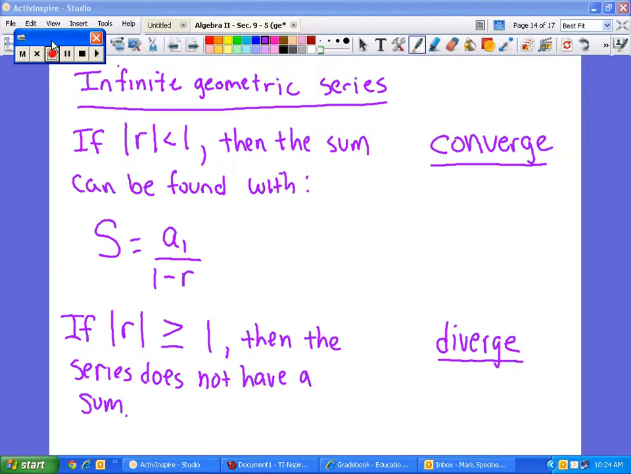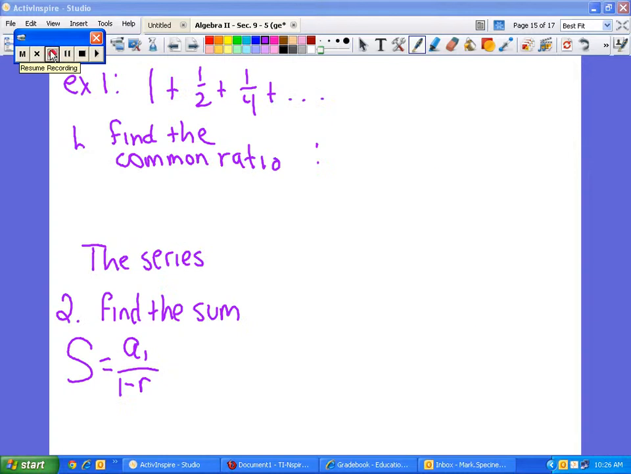On the other hand, if we find our common ratio, and we find that the absolute value is greater than or equal to 1, then we cannot find a sum for our series, and we say that the series diverges. Divergence, yes. So, we're going to do an example of both.